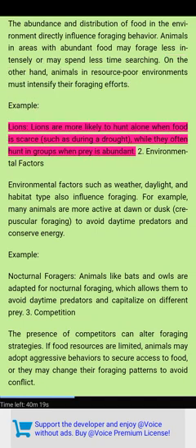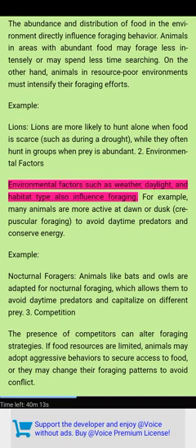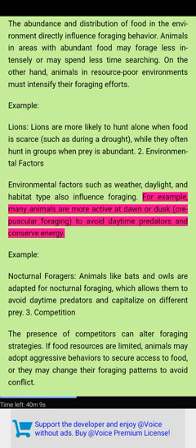On the other hand, animals in resource-poor environments must intensify their foraging efforts. Example. Lions. Lions are more likely to hunt alone when food is scarce, such as during a drought, while they often hunt in groups when prey is abundant. 2. Environmental factors. Environmental factors such as weather, daylight, and habitat type also influence foraging.